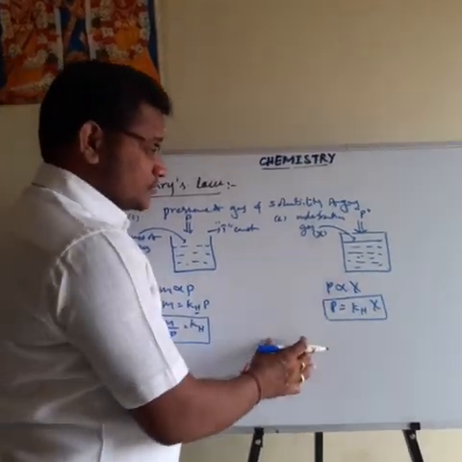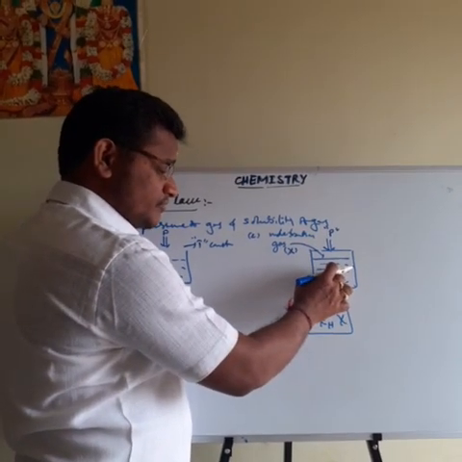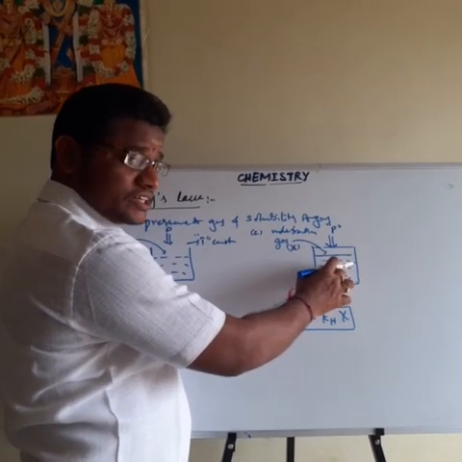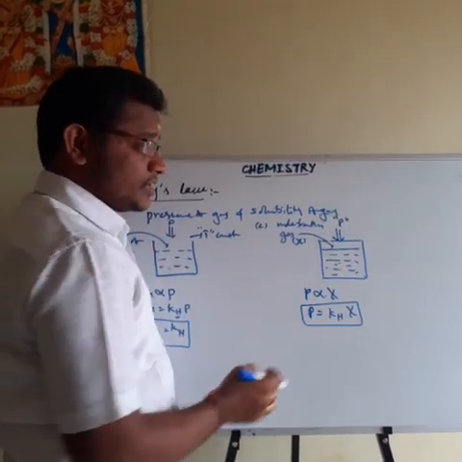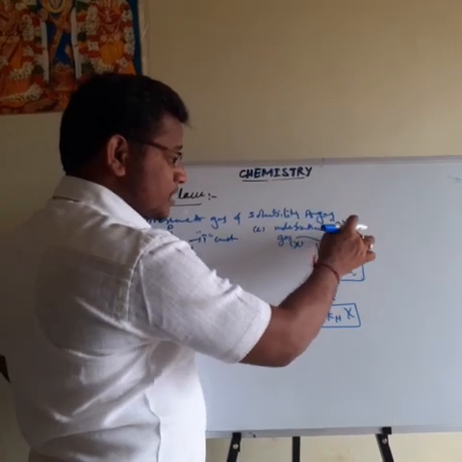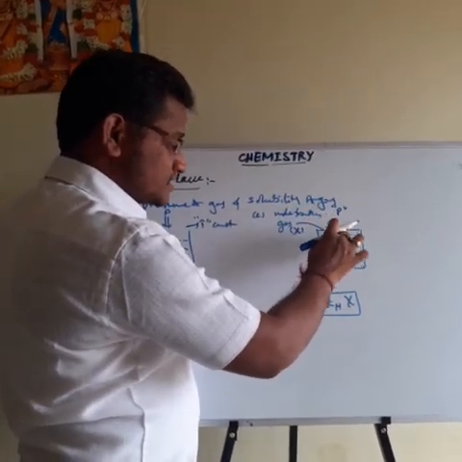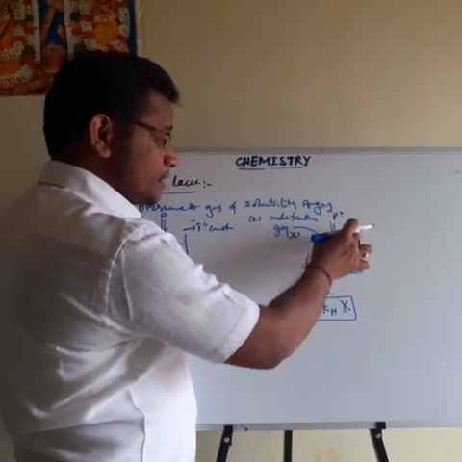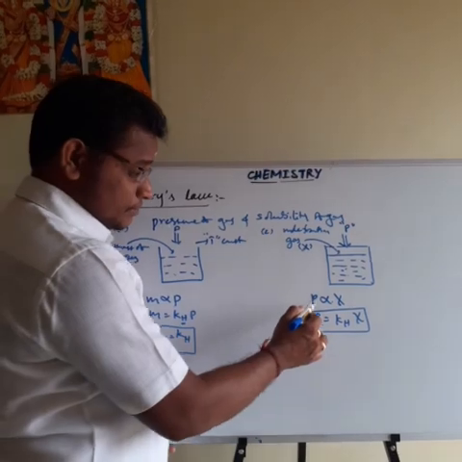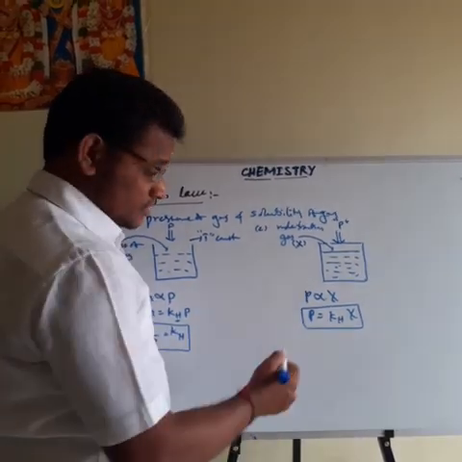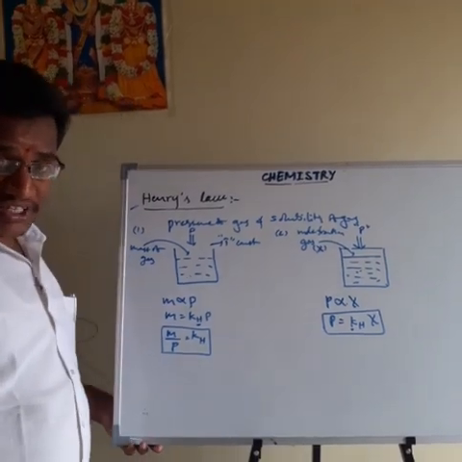Then the second definition: the mole fraction of the gas dissolved in the given volume of liquid at constant temperature is directly proportional to the partial pressure of the gas over the surface of the liquid. That means if the partial pressure of the gas in the vapor phase is increased, more mole fraction of the gas is dissolved in the liquid. That's why the partial pressure of the gas in the vapor phase is directly proportional to the mole fraction of the gas. That's why P is proportional to the mole fraction, P is equal to Kh into X. Here Kh is Henry's law constant.